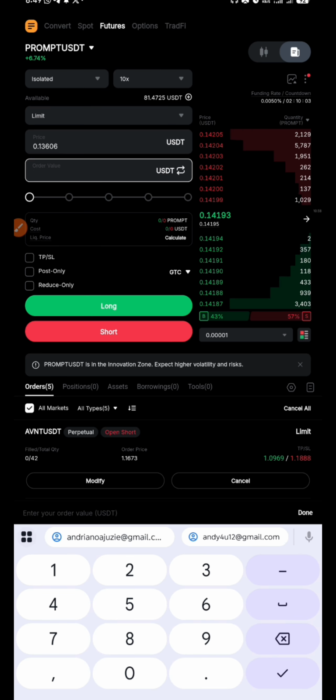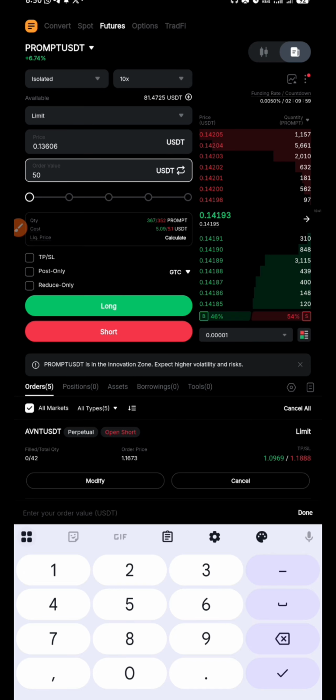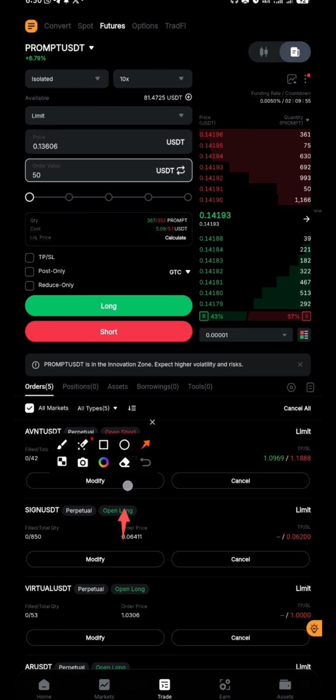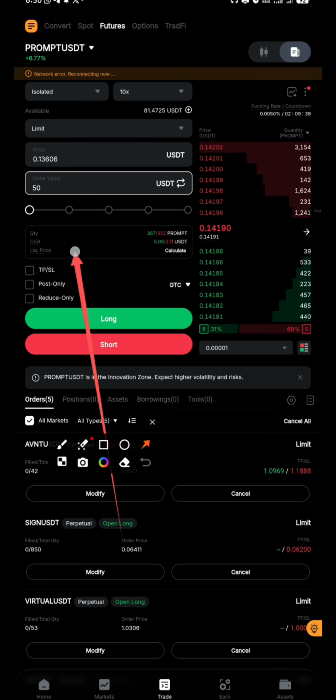I thought I canceled the trade. Now if I type in 50 into this place, you look at this place and you see quantity. The first one that says quantity is that I'm going to get 367 prompts. What this trade will cost me is $5.05.